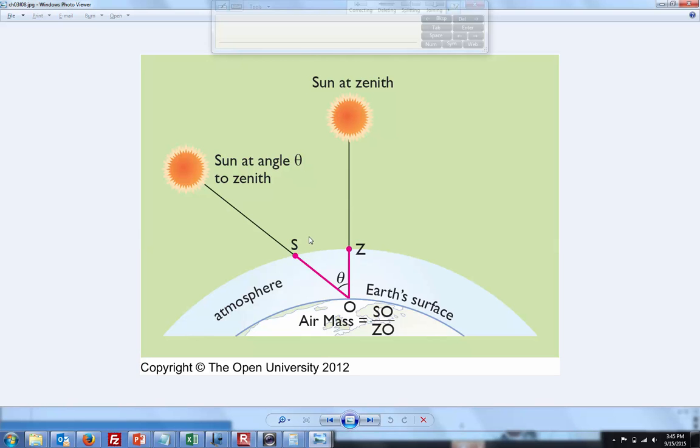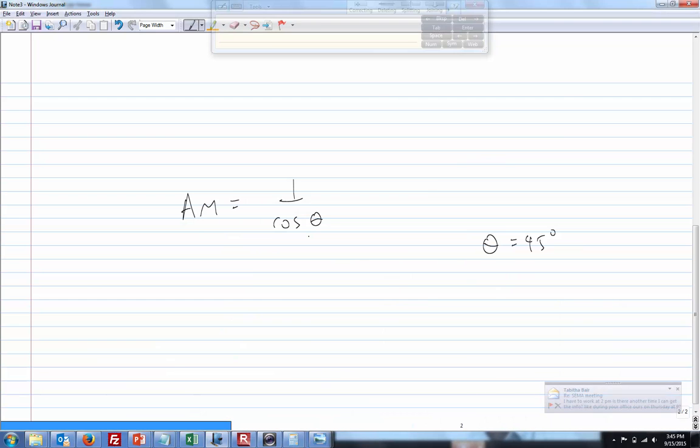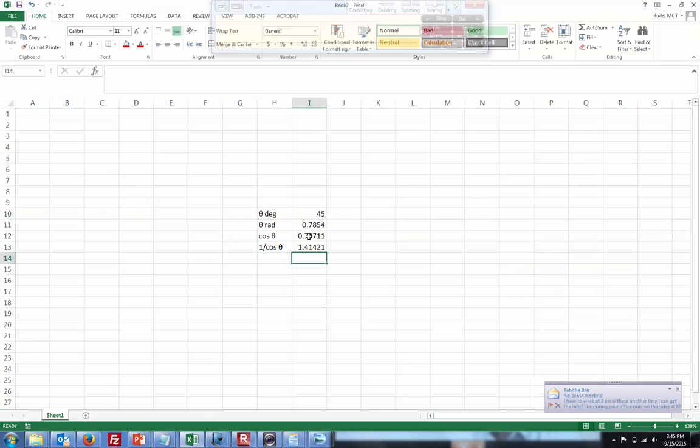And in general, the sun is never directly overhead, and most people don't live at the equator. So assuming an air mass of 1.5 rather than this 1.4 that we looked at is probably closer to a global average. So that's where that 1.5 comes from.